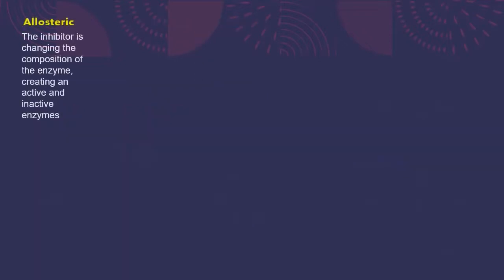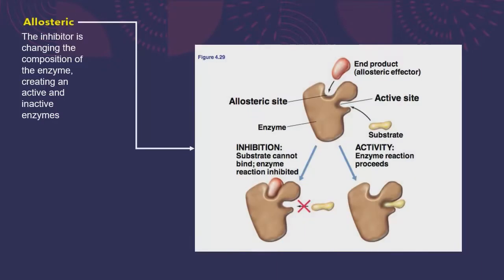Allosteric enzyme inhibition. The inhibitor of this allosteric enzyme inhibition is actually going to change the composition of our enzyme. It will actually create two conditions, wherein when the inhibitor is already attached to the enzyme, it will create a deactivated enzyme, and when it is removed, it will create an active enzyme. So this is how allosteric enzyme inhibition works.